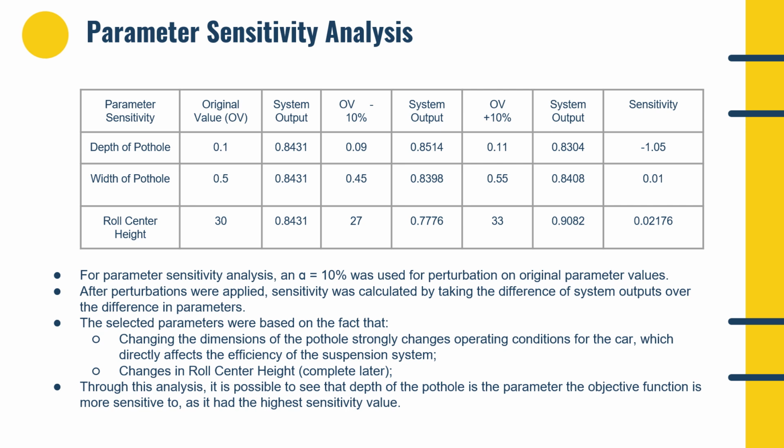In this slide, we'll look at the key findings from parameter sensitivity analysis. The depth of the pothole shows highest sensitivity, indicating its significant impact on suspension performance. The width of the pothole has minimal sensitivity, suggesting a lesser influence on the system's behavior. Change in roll center height showed moderate sensitivity. This sensitivity analysis highlights that optimizing pothole depth is critical for improving the suspension system's performance.